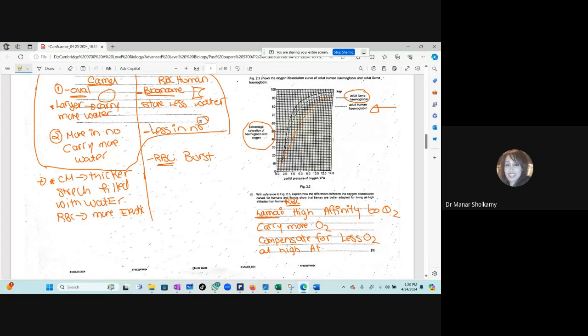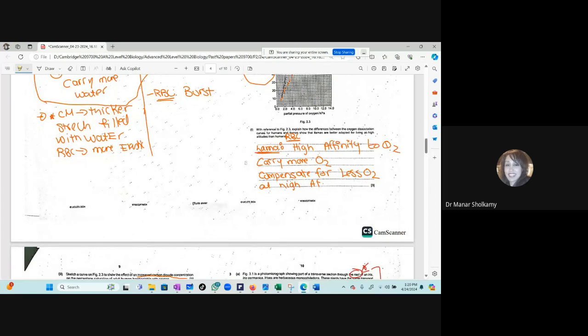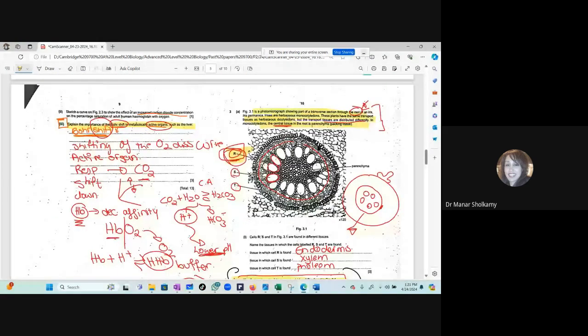So this question, I highlighted it so that you look at it again. And this question is easy, but if you did not study the lesson, you will not get it at all. The oxygen dissociation curve, okay? And the Bohr shift. So it's a very direct question, but if you did not study the lesson or you ignored it, you will lose the whole question.